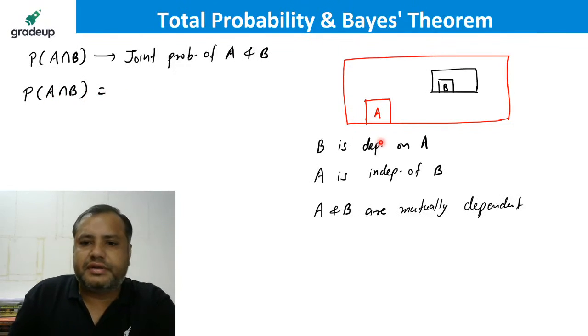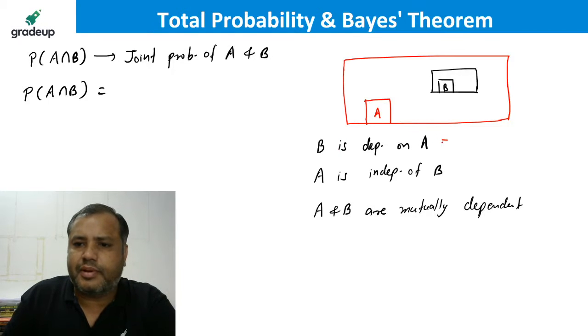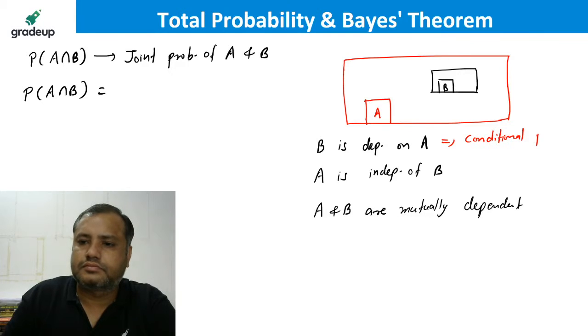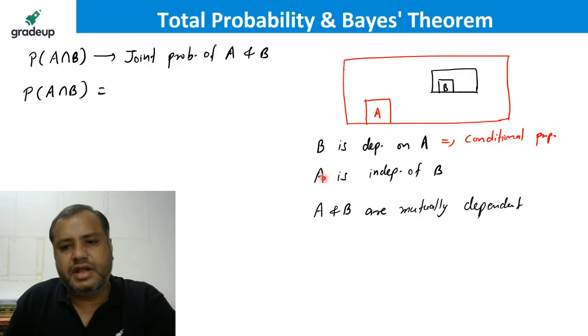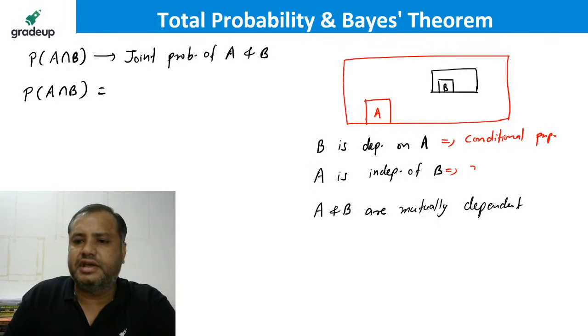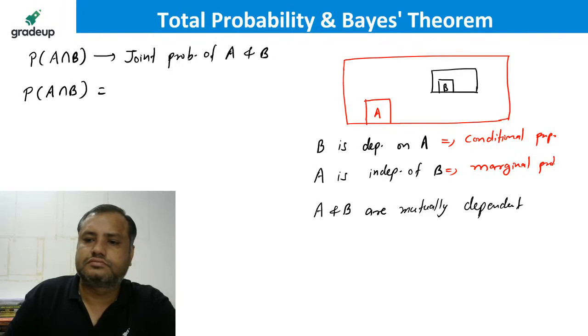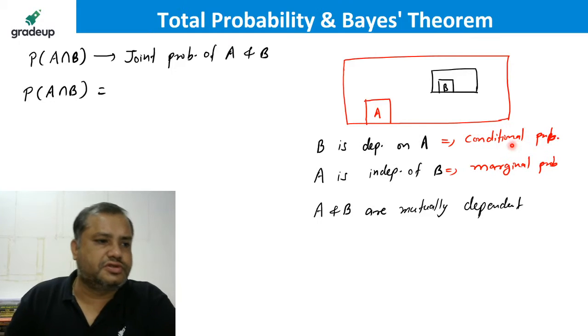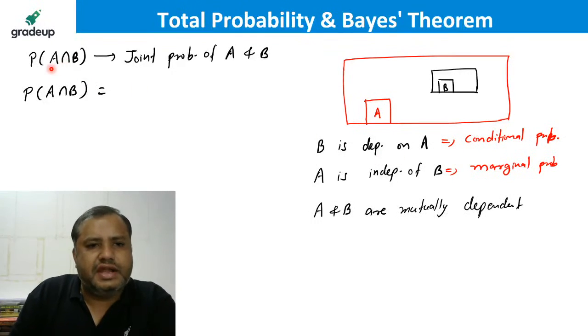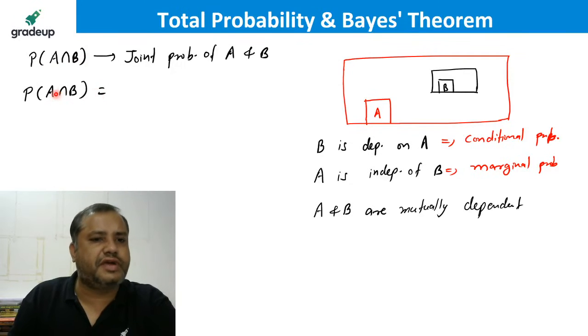But here B is dependent and A is independent. So always remember that for a dependent event, you have to write the conditional probability, and for an independent event, you have to write the simple probability, also called marginal probability. I need your concentration. I need the joint probability of A and B, so this will be the product of individual probabilities of A and B.